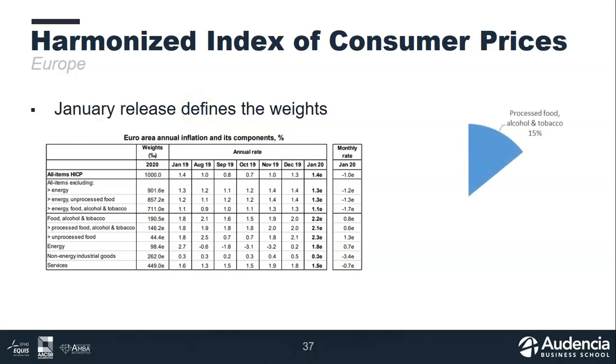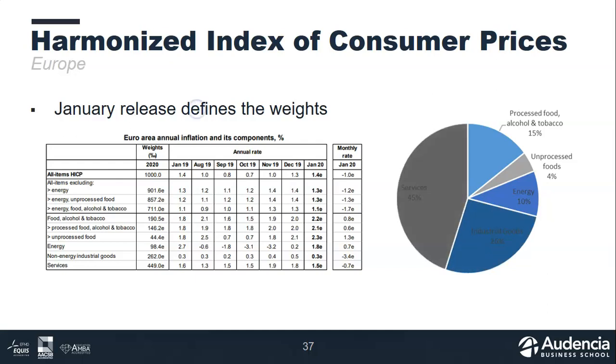Well, what are the weights and what does it represent? Well, we can see right away that alcohol and processed foods represent about 15%, unprocessed foods about 4%, energy is about 10%, industrial goods 26%, and no surprise here, services represent 45% of the Harmonized Index of Consumer Prices in European countries today. So this is a nice statistic to get your hands on if you ever want to know, again, what goes in it and what's the weight of goods. Always look for the January release, and this is released monthly by Eurostat.